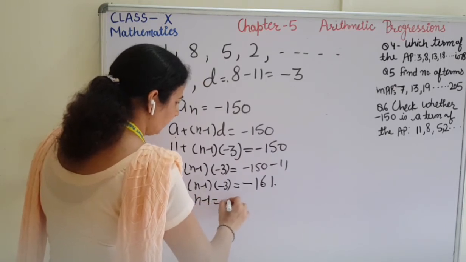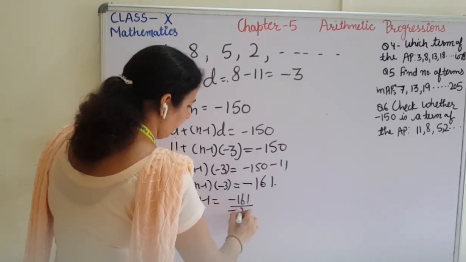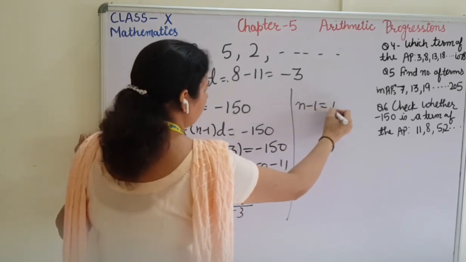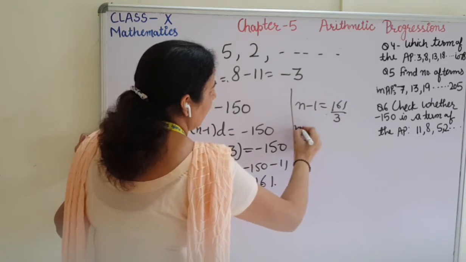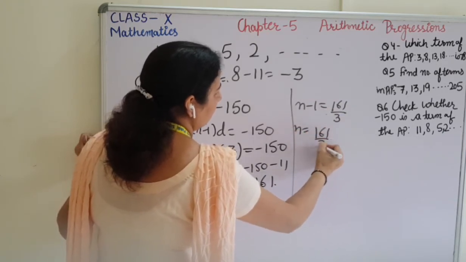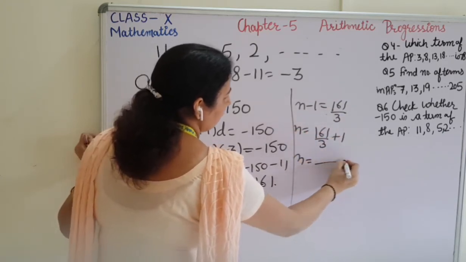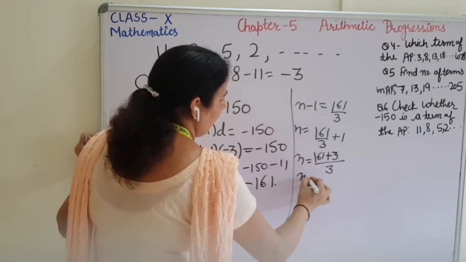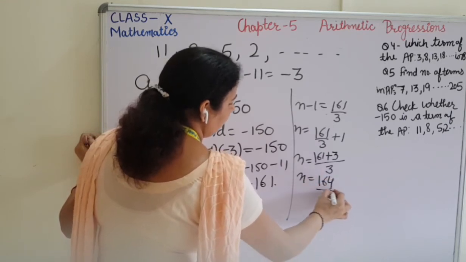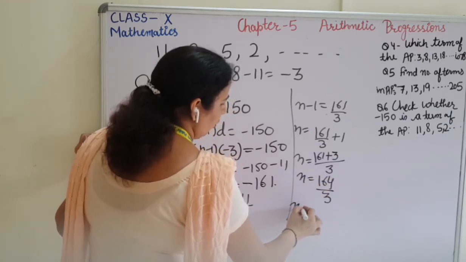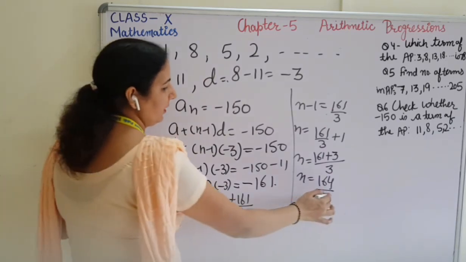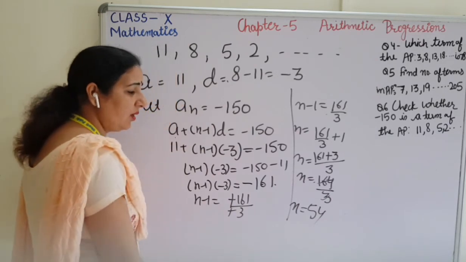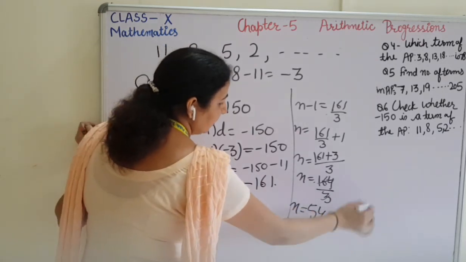N minus 1 is equal to minus 161 upon minus 3. So the value of n minus 1 is equal to 161 upon 3. N is equal to 161 upon 3 plus 1. LCM is 3: 161 plus 3. So the value of n is 164 upon 3. So let's divide these two. 3 5s are 15, what is left? 1. 3 4s are 12. Then 3 6s are 18, and then the decimal point.